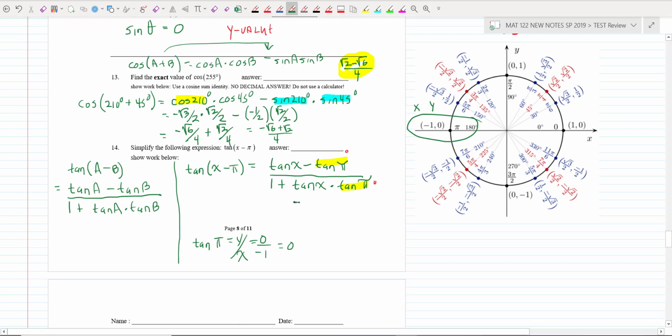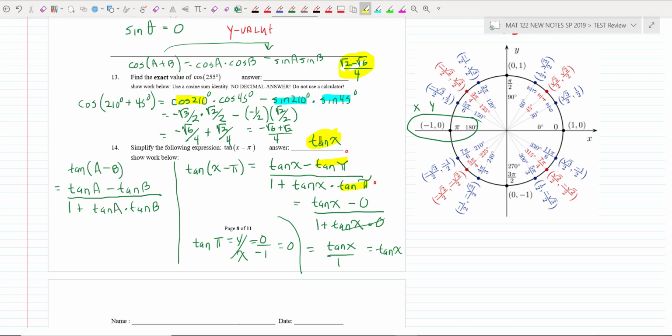Okay, so what we'll have is tangent of x minus nothing over 1 plus tangent of x times 0 like that. And then we just mathematically simplify that. The numerator is tangent x. The denominator is 1. So that gives tangent of x. Okay, so that's how you would utilize that identity.